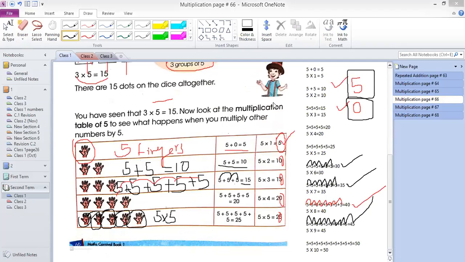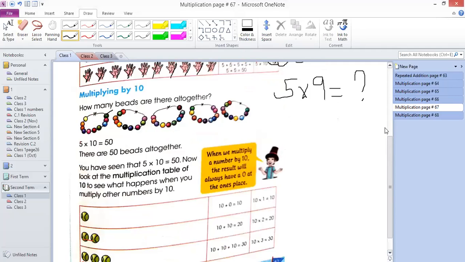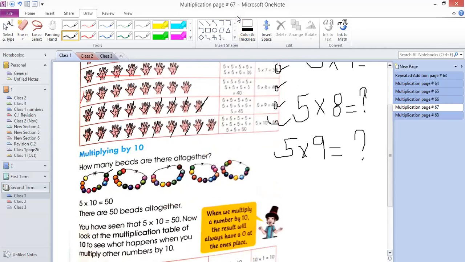Perfect. So now we are going to start table of 10. Table of 10, on page number 67. So guys, please open your book, page number 67. Open page number 67 of your book. Page number 67. Did you open? I'm open. 67. Good. I am open. Good.